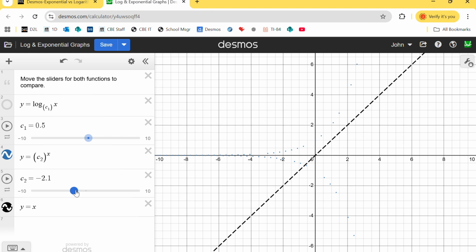So again, the base cannot be 0 for an exponential function. It has to be greater than 0, and it cannot equal 1. So remember that. It has to be greater than 0 and cannot equal 1.